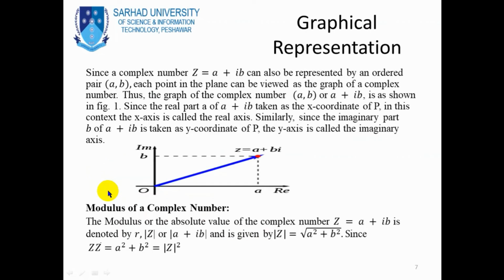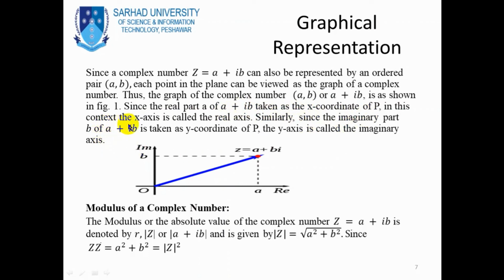Now, graphical representation of complex numbers. Since a complex number Z equal to A plus iota B can also be represented by an ordered pair A and B, each point in the plane can be viewed as the graph of a complex number. Thus, the graph of the complex number A plus iota B is as shown in this figure number 1.